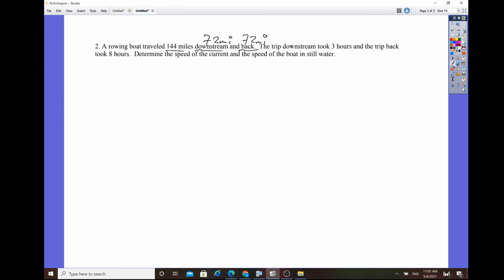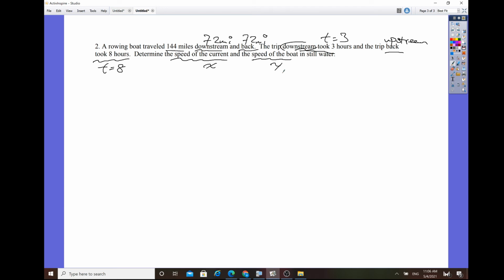And then for the time, it takes 3 hours for going downstream, because that is going with the current. And then going back against the current, it takes a little bit more time, 8 hours. So one is downstream, but the other one is back upstream. One is going with the current, the other one is going against the current. So the speed of the current, we don't know what that is, x. The speed of the boat, we don't know what that is, so that's y.